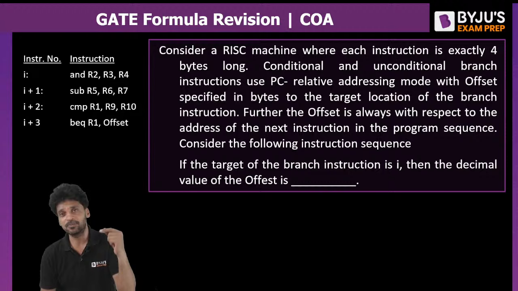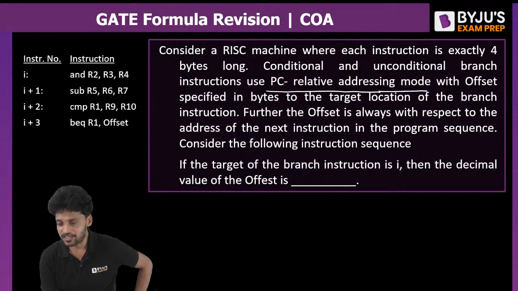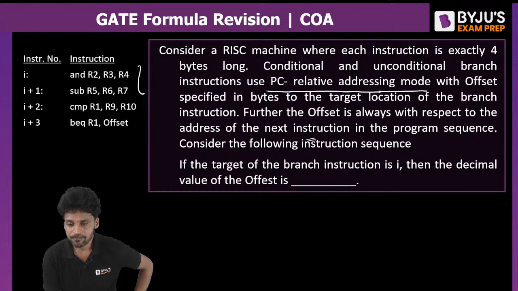Next question: consider a RISC machine where each instruction is exactly 4 bytes long. Consider that the conditional and unconditional branch instructions use PC relative addressing mode with the offset specified in bytes to the target location of the branch instruction. Further, the offset is always with respect to the address of the next instruction in the program sequence. Consider the following instruction sequence. These are the 4 instructions. If the target of the branch instruction is I, then what is the decimal value of the offset?